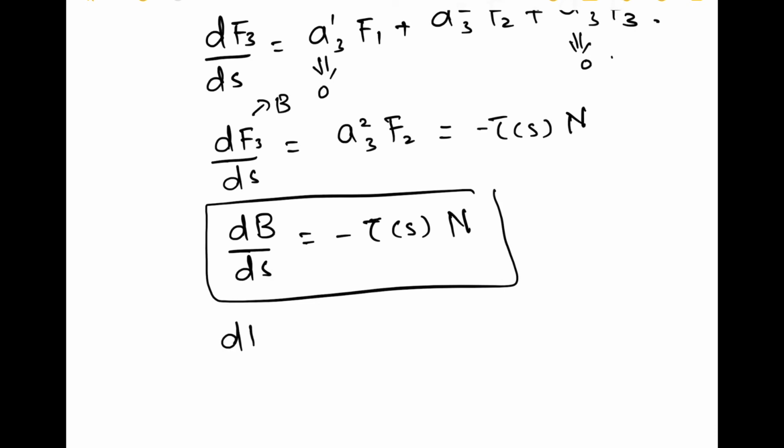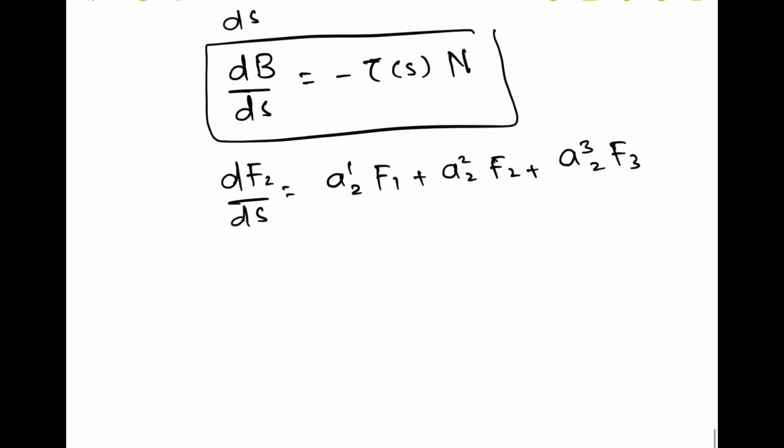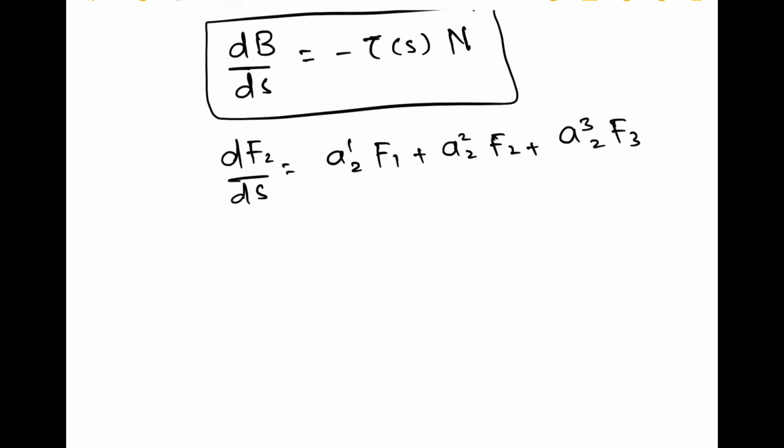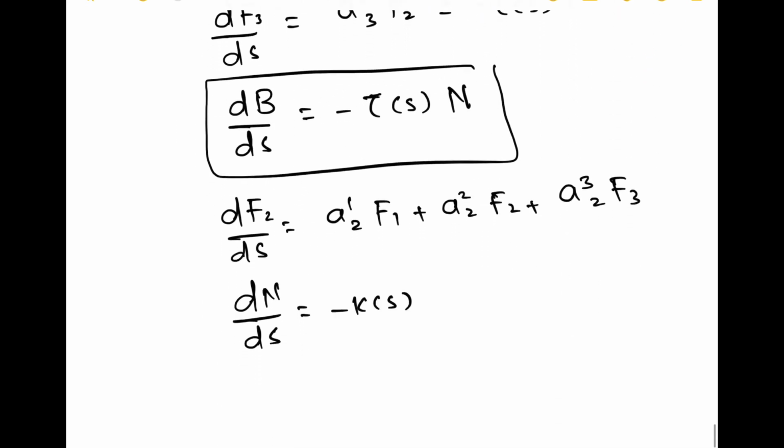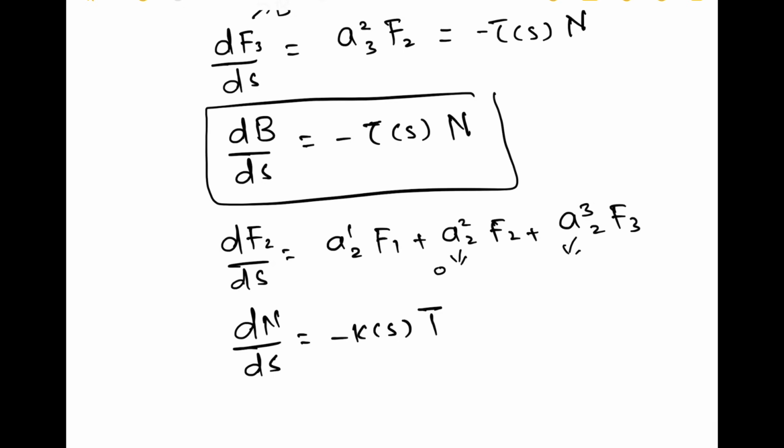And now finally I check what about df2 by ds. You know that this will become a12 f1 plus a22 f2 plus a32 f3. Now this f2 is actually normal, so dn by ds. I know that a21 is kappa(s), so a12 will become minus kappa(s), and this f1 is actually t. And I know that a22 is equal to 0, and a32, as a23 is minus tau(s), will become equal to plus tau(s) because of antisymmetry. So this will become plus tau(s), and f3 is binormal.